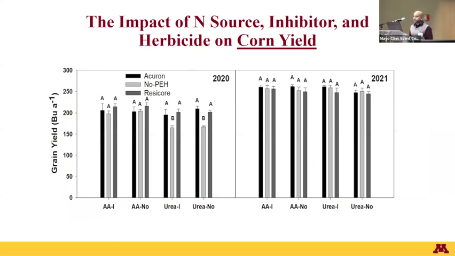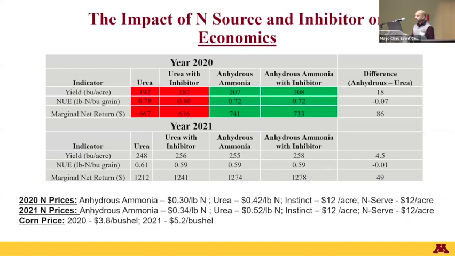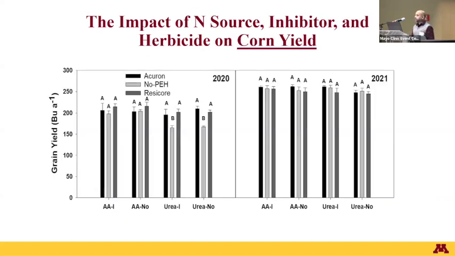This graph here shows the impact of nitrogen source, inhibitor, and herbicide on corn yield in 2020 and 2021. When examining the impact on corn yield, we found that nitrification inhibitor did not affect the corn grain yield in both years. However, in 2020, an interaction was observed between nitrogen source and herbicide application. Specifically, urea treatments without pre-emergence herbicide resulted in lower grain yield as compared to anhydrous with and without inhibitors and no pre-emergence herbicide.